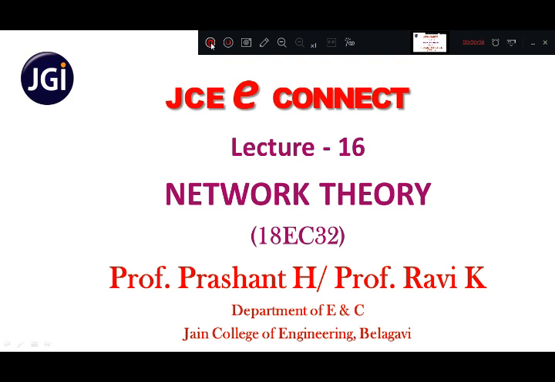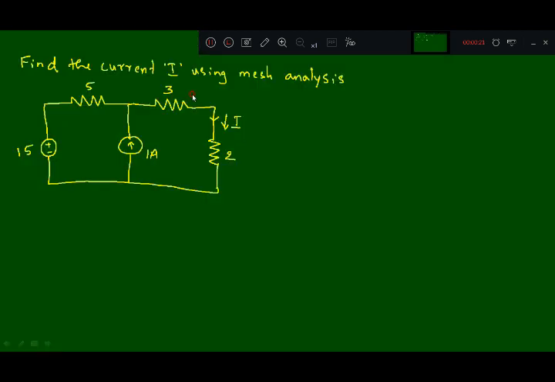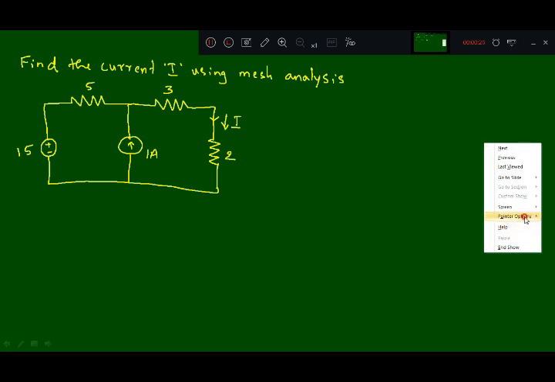Today the lecture number is 16 and we are going to solve some more problems on the super mesh. So first problem is: find the current I using the mesh analysis.